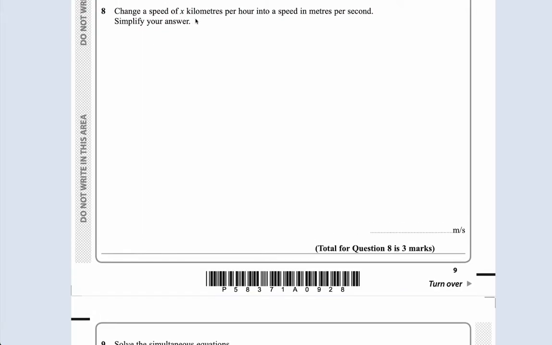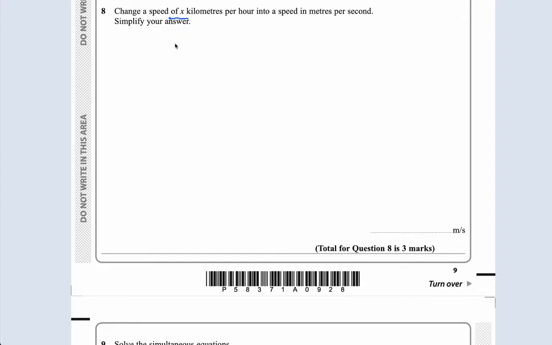Question 8. Change a speed of x kilometers per hour into a speed in meters per second. Right, so guys, I've done a number of these types of questions in my past paper videos. We're given a number to turn into meters per second. Here it's just an x, but remember, x is a number. So it's the same method, but we're using x.